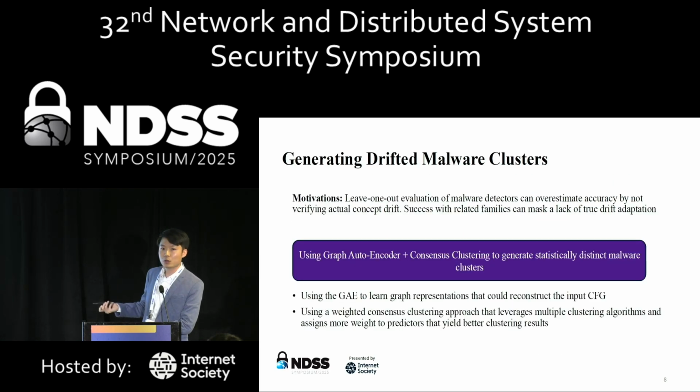We did not just propose a new model. In this work, we also critically study the current evaluation methods in previous work. The leave-one-out approach is a very popular evaluation method in prior works. This approach, while very popular, has a potential flaw. It can overestimate the accuracy of the model by assuming drift when it might not actually exist. Similar malware families can allow a model to perform pretty well on one malware family, even if it was trained on another.